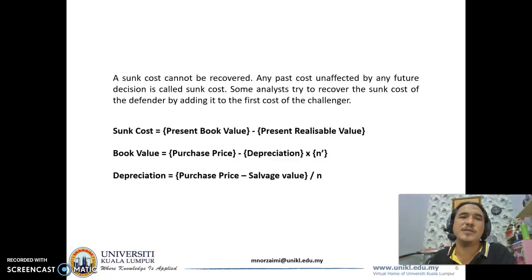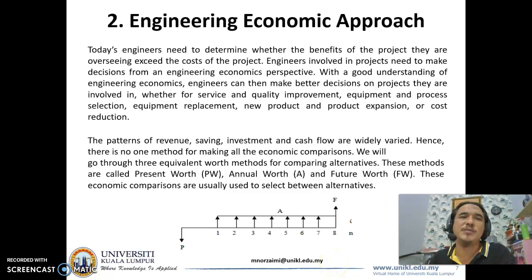Okay, so number two, the subchapter number two is the engineering economic approach. In today's engineering, we need to determine whether the benefit of the project they are overseeing exceeds the cost of the project. So we will factor in several situations, for example, the number of years and the interest rate, to determine the optimal solution. The pattern of the revenue, savings, investment, and cash flow is widely varied, so there is no one method for making the economic comparison.